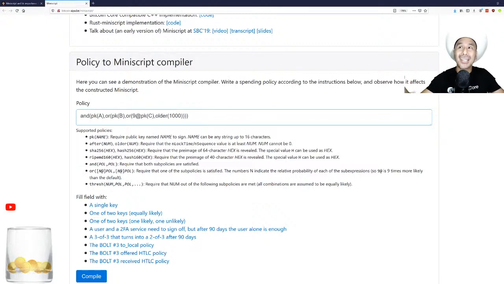So that's a lot easier to know what you need. You need pub key A and B or C. If you have B, you don't need to wait. If you have C, you need to wait. That's it. That's a lot easier to reason about.